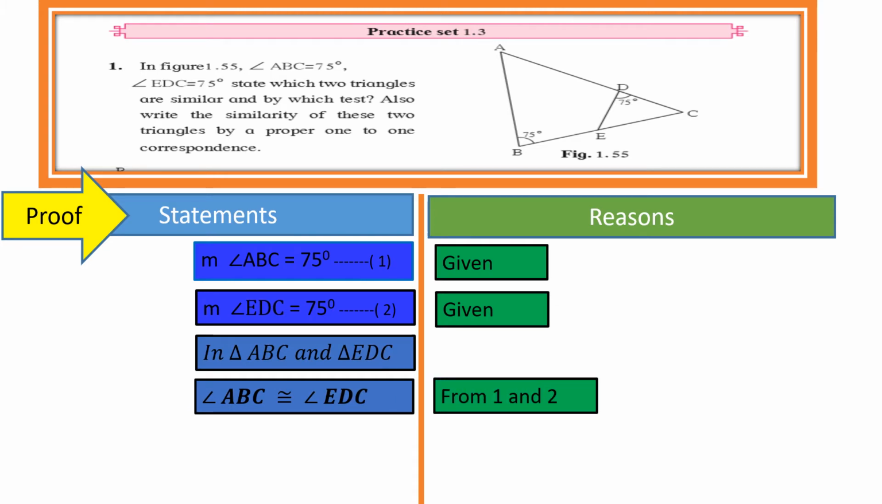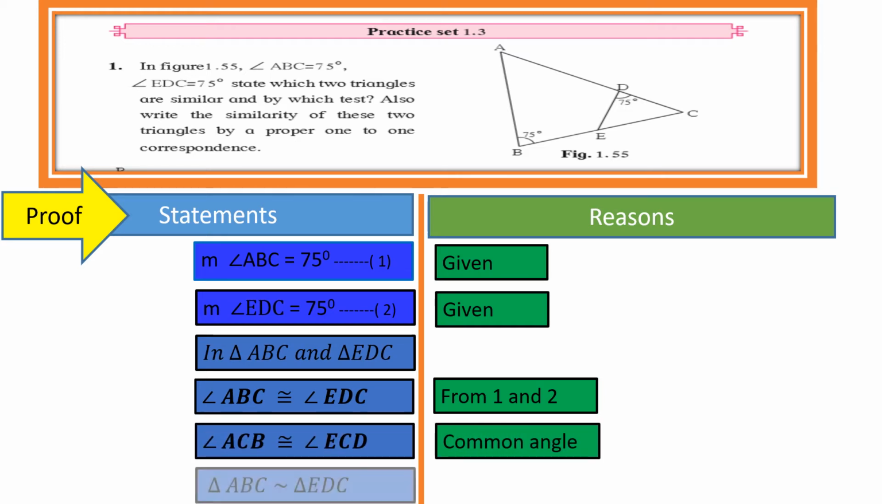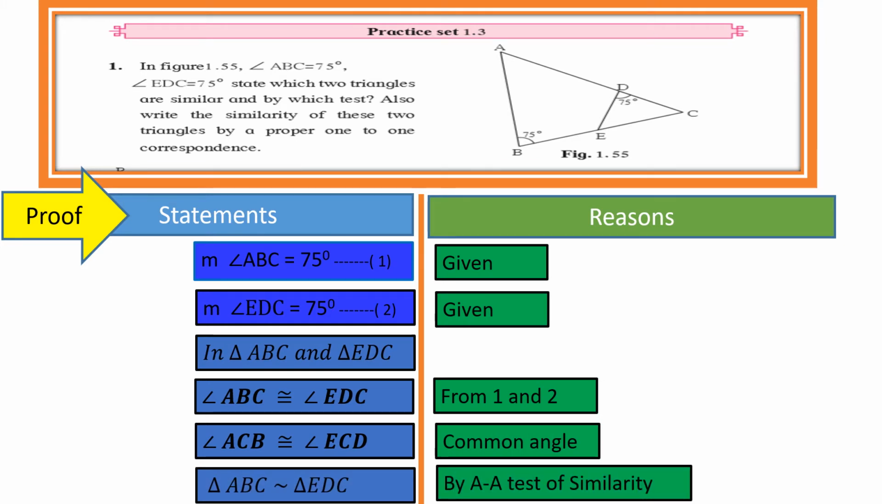So in these two triangles we already have two angles which are congruent from our given, from equation 1 and 2, because their measures are equal. Any other angle that is congruent in these two triangles? Think. Yes, it is angle C. If you see, this angle C belongs to triangle ABC, also to triangle EDC. So this is the common angle for both the triangles. Therefore triangles are similar by AA test of similarity. So this is how you will be writing the proof of similar triangles.